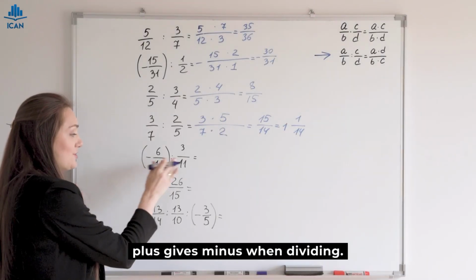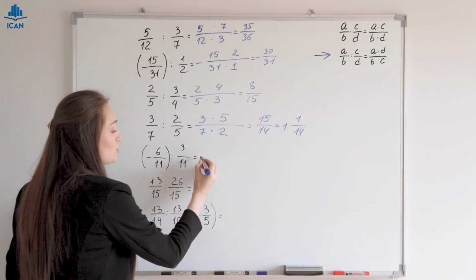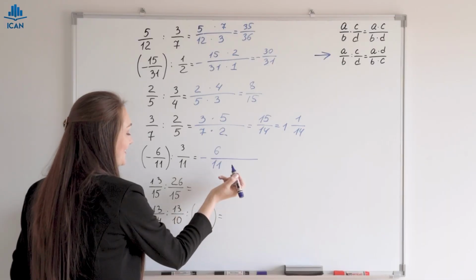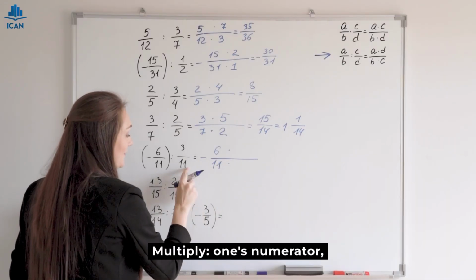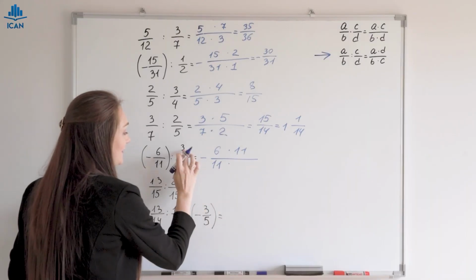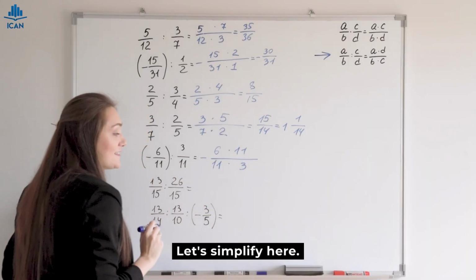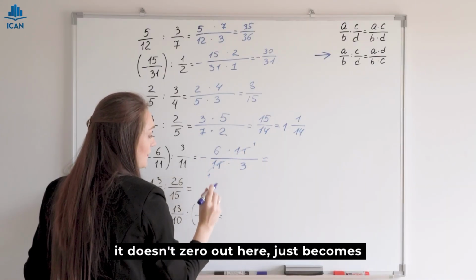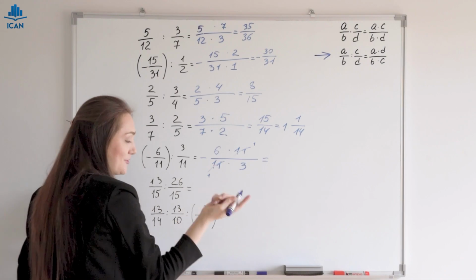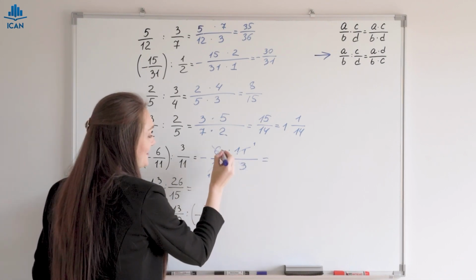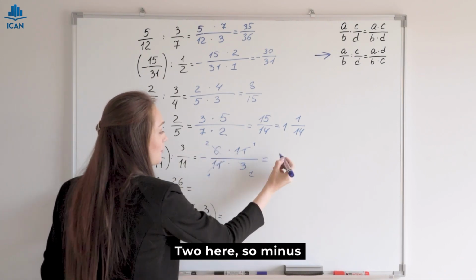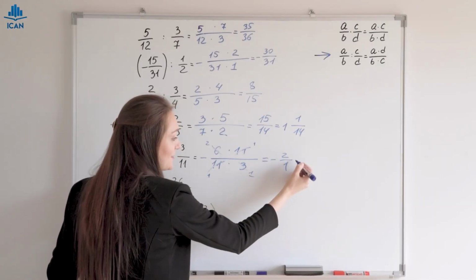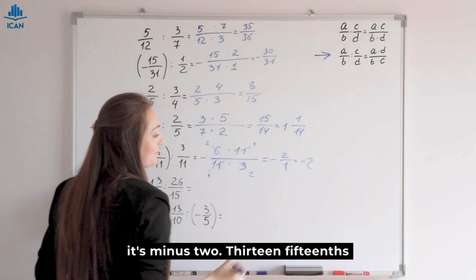Here, minus times plus gives minus when dividing. So we write 6/11. Multiply 1's numerator, 3's denominator. Let's simplify here. 11, because it doesn't zero out here, it just becomes 1. 2 here, so minus 2 whole, 2 up top, 1 below. So in the end, it's minus 2.